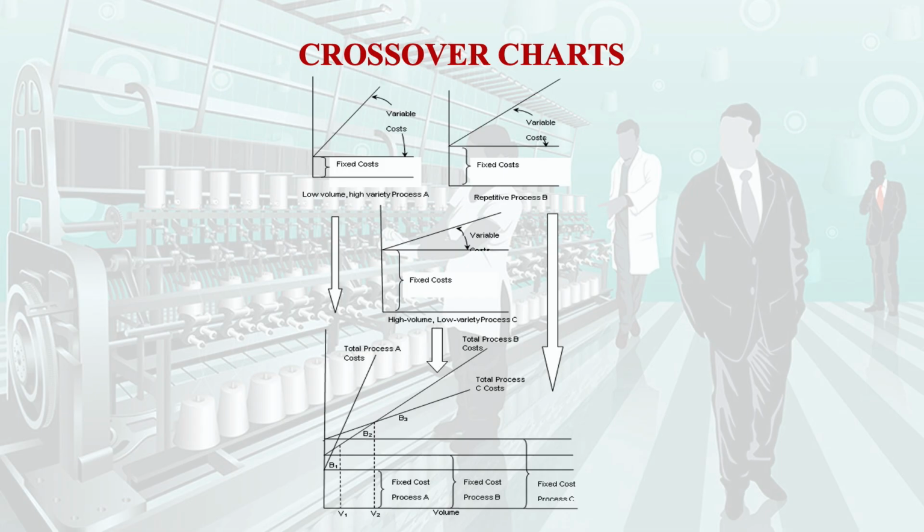We have two terms. First, break-even in terms of monetary units, and break-even point in terms of the number of units. P is the price per unit, N is the number of units produced, TR is the total revenue, that is price into number of units, F is the fixed cost, and V is the variable cost. Another very important chart is your crossover chart.